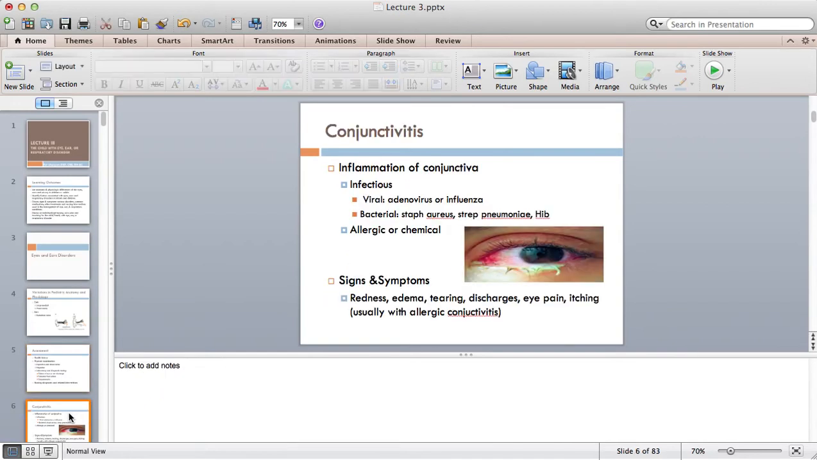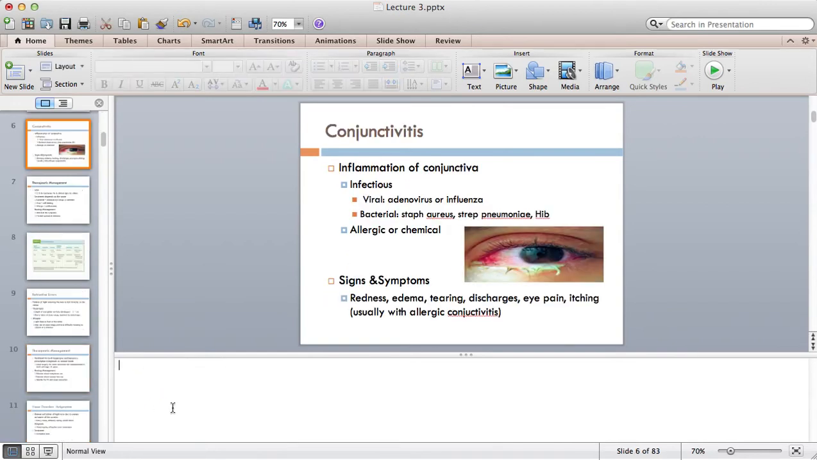So, having said that, the first problem we will look at will be conjunctivitis, which is inflammation of the conjunctiva of the eyes. It can be a viral infection, a bacterial infection, or it could be a chemical or allergic reaction. But you will notice that the conjunctiva is very red, and you have the discharges.